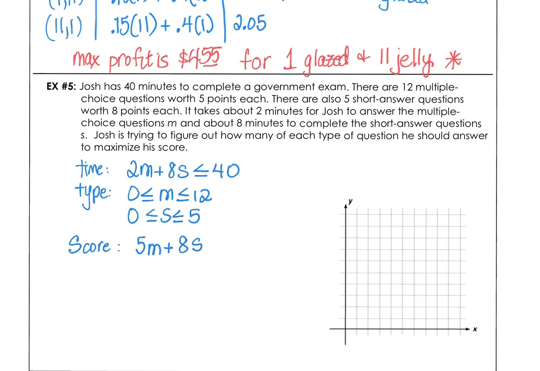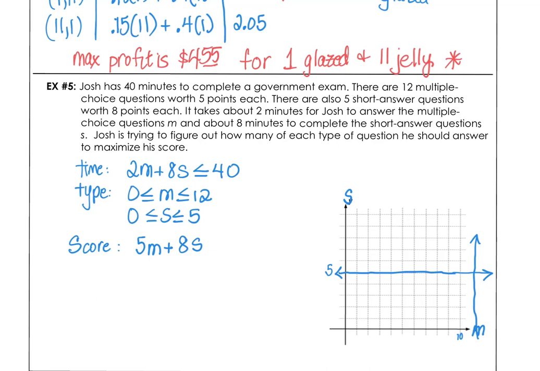So if we graph that out, and the y-axis is our short answer, and the x-axis is our multiple choice, we've got one constraint: s is between 0 and 5, so we're shading down. And then we know this is 10, so we have to come out here to 12. So the multiple choice has to be between 0 and 12.